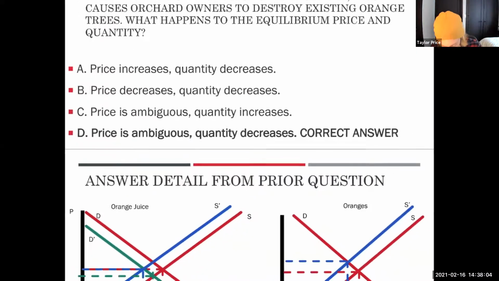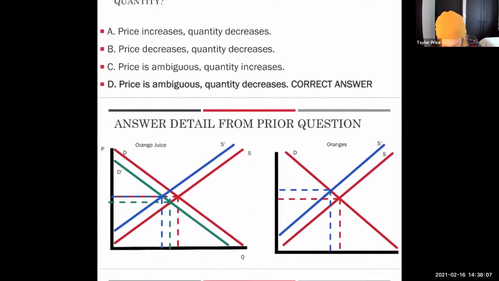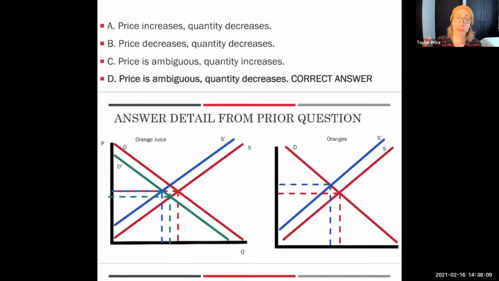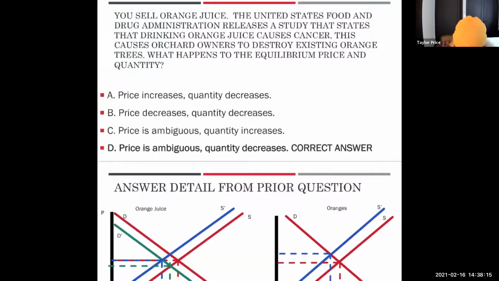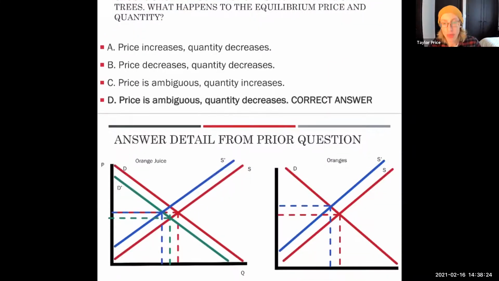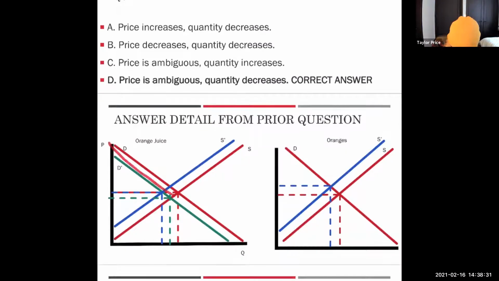So if we're looking at that on a graph, this is what it's going to look like. So it's a multi-step process. So I'm going to go through kind of the entire process. So the first part is when it's talking about the FDA releases a study that states that drinking orange juice causes cancer. That is going to cause a demand shift. So that's going to cause demand to move from this level right here down to the green line.